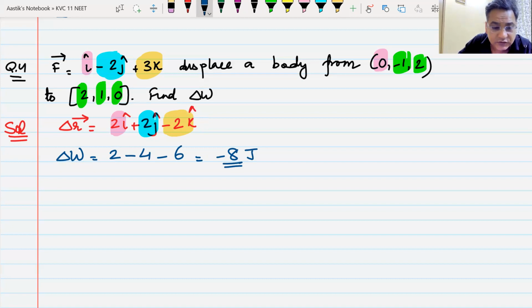I'll give you 2 minutes to write this. Anyone understands this? Great. Let me know once you have written it so that we can move on.